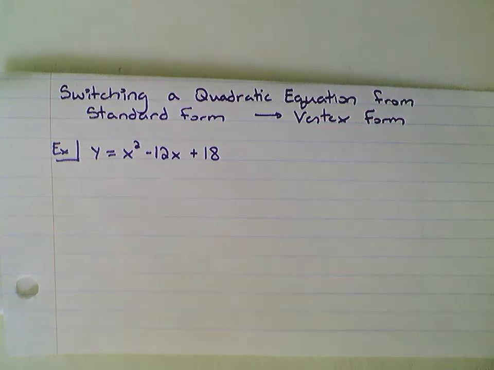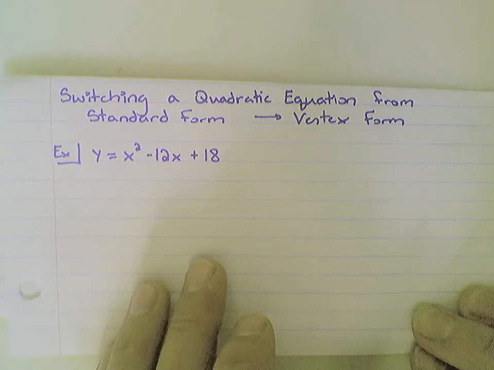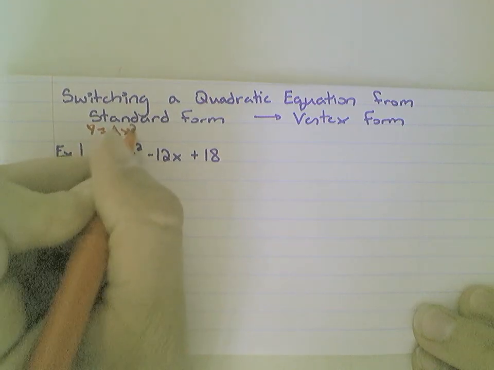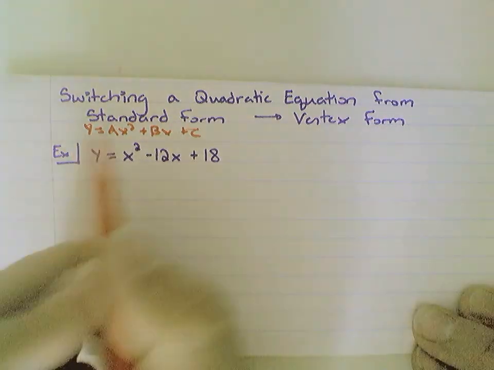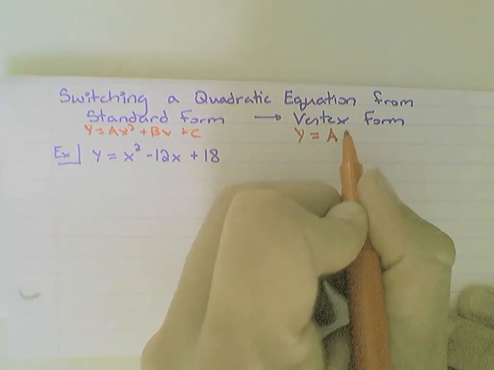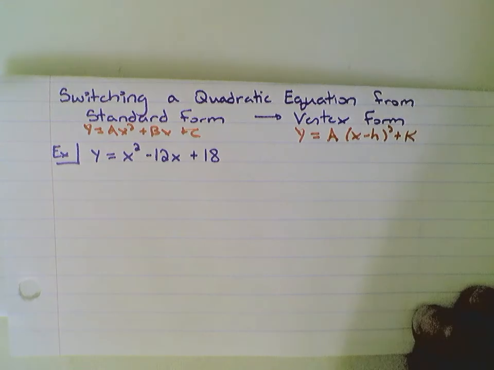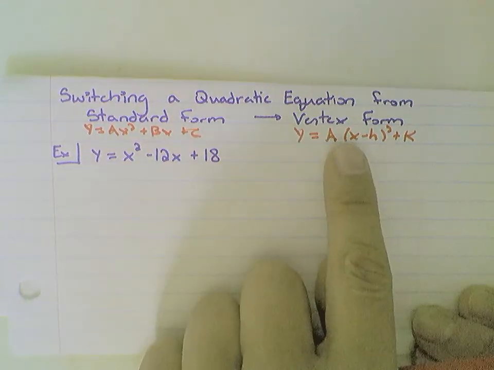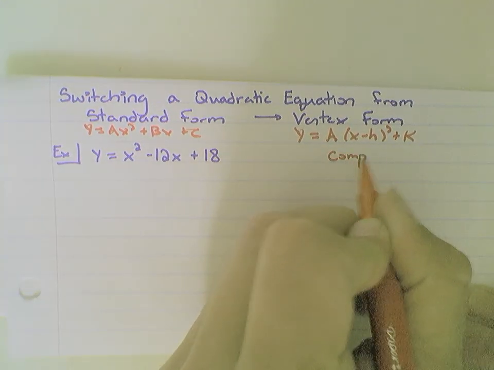Alright, in this video I'm going to talk about how we can switch a quadratic equation from standard form to vertex form. If you remember, standard form is when we have y equals ax squared plus bx plus c. In vertex form, it's y equals a times (x minus h) squared plus k. So we want to know how we can rearrange the standard form equation into the vertex form equation. And one way to do that is by completing the square.